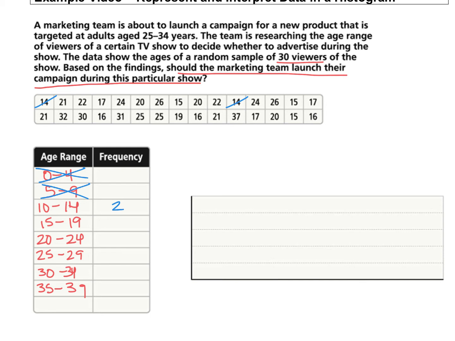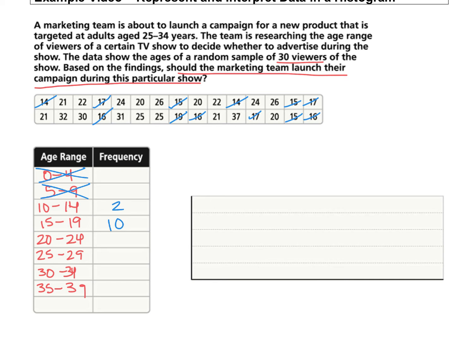How many are in the range of 15 to 19? So I'm just going to go through. Here's a 17, so 1, 16 makes 2. 15, 19, we're at 3, 4, 5, 6, 7, 8, 9, 10. So there are 10 people watching this show between the ages of 15 and 19. You also could keep track of this with tally marks, whatever seems easier to you.